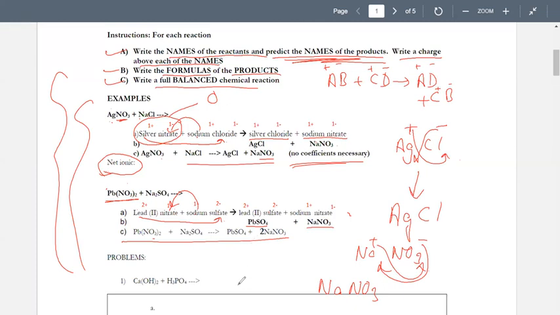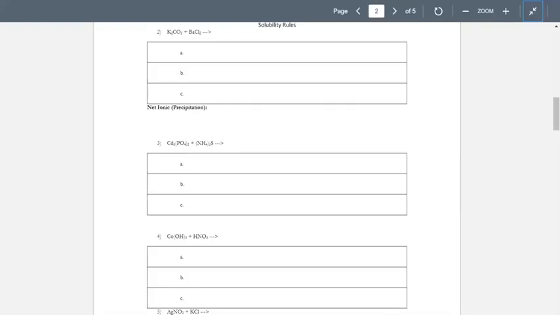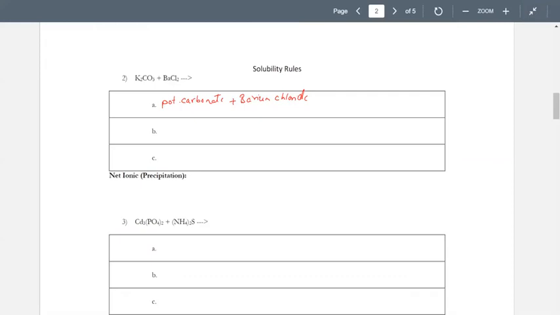Okay, I want you guys to try these. Can anybody tell me, this is a double displacement reaction, or double replacement reaction. So what would be the answer? What would be the product in a double replacement reaction? They switch the partner. Can anybody tell me?